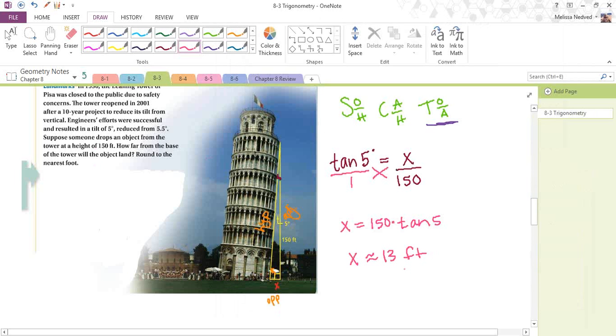Always make sure your answer makes sense. I mean, in this case, sure, it's only a 5-degree tilt. That's not going to be that far, although 13 feet is still a long ways. But, you know, if we had gotten 1,300 feet, yeah, that's probably not right. We'd want to make sure we double check our work.